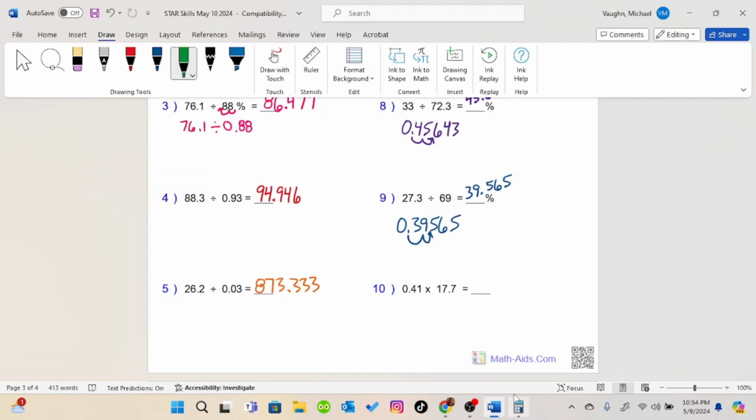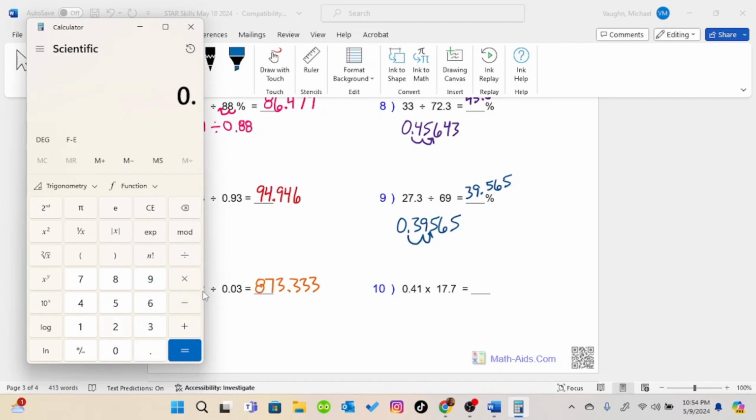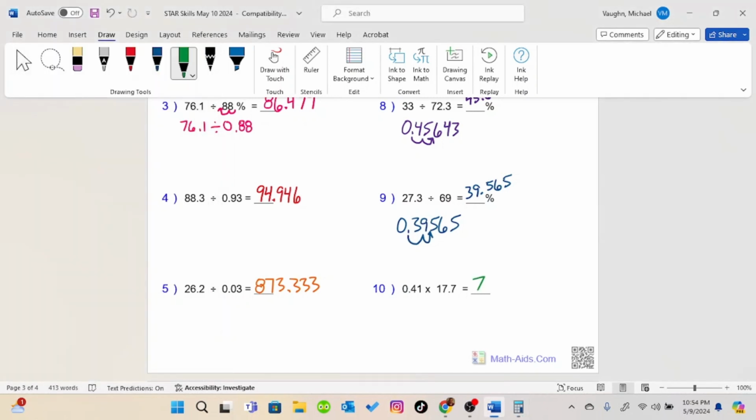And number 10, 0.41 times 17.7 equals 7.257. If you have any questions about how to solve any of the problems on page 3, please use class time now to ask for further clarification.